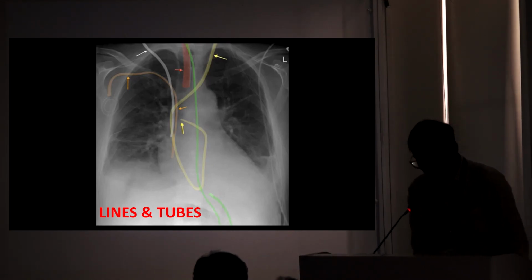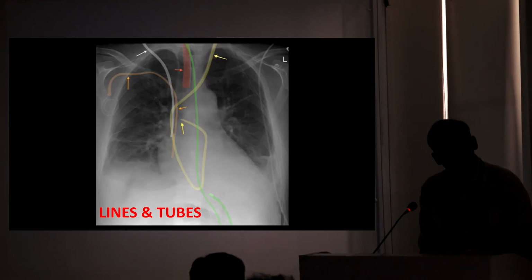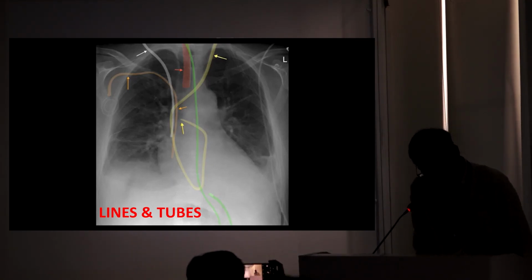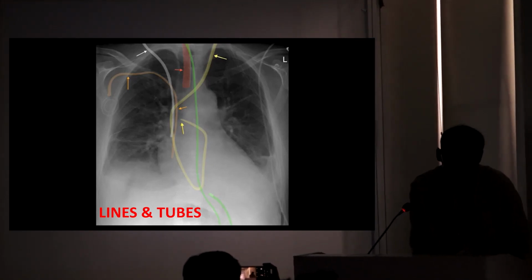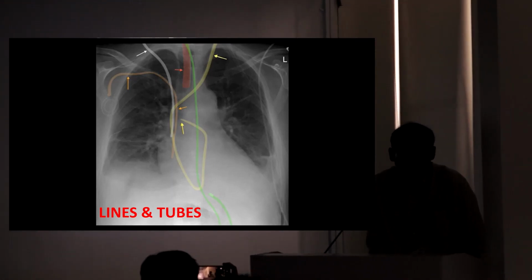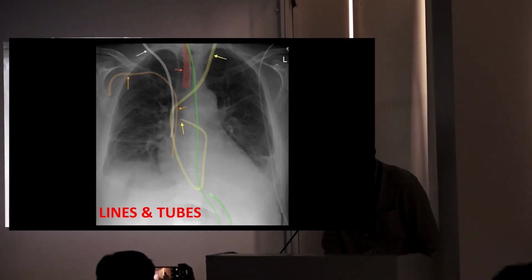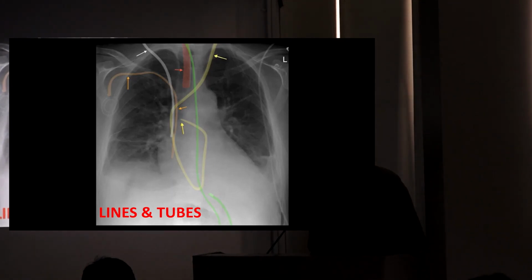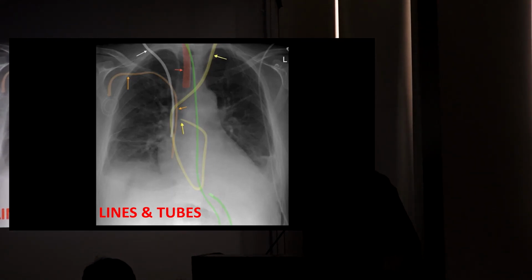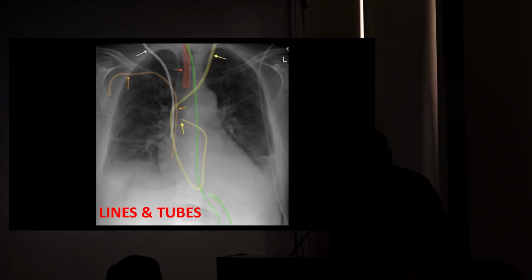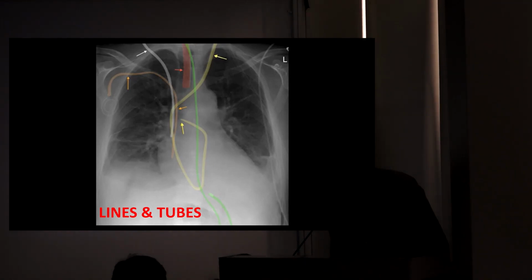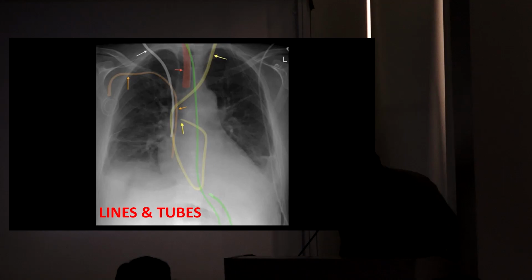What we can see over here is the red one is the endotracheal tube, the green one is Ryle's tube, the yellow one on the left side is a subclavian line, and the white one is the IJV, and the yellow one, no, it's a Swan-Ganz catheter. I'll be showing you. Okay.